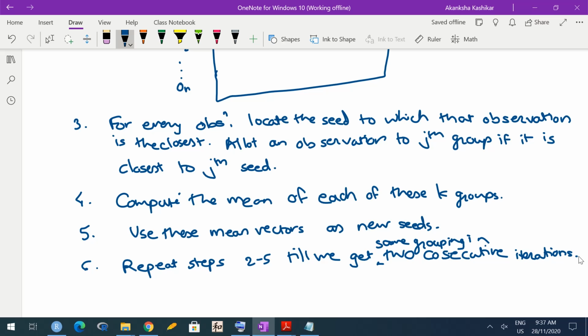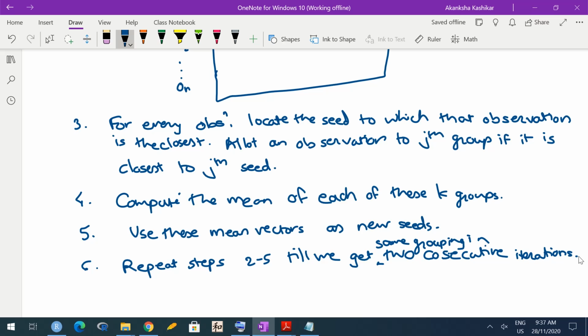So if we get the same grouping, meaning every observation goes to the same group as it was in the earlier iteration, then we will get exactly the same means. So even repeating this analysis won't change any final result, and the process would converge. Okay, so this is the k-means procedure.